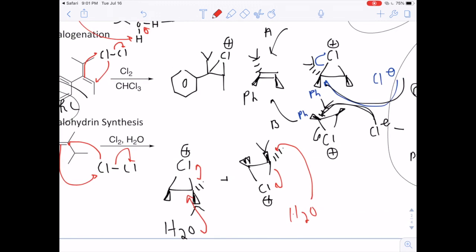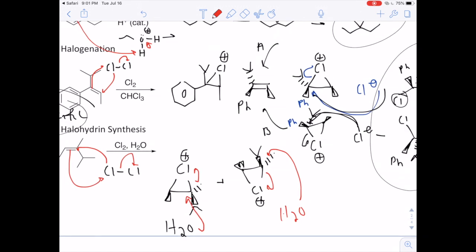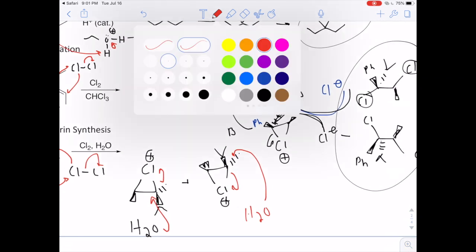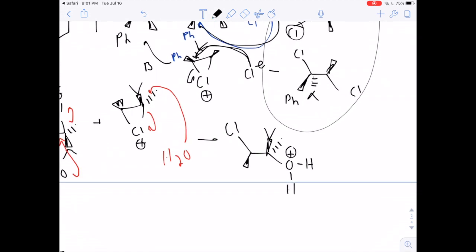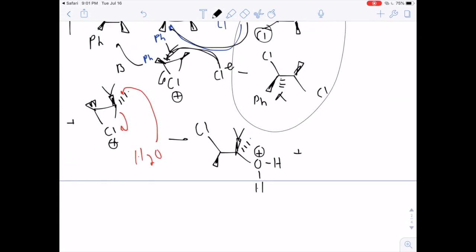So again, we're restricted to the opposite face of that chlorine bridge because of the lack of steric hindrance, you could say. So the resulting products for these two steps would be something that looks like this. Okay, so we would get something that looks like this.